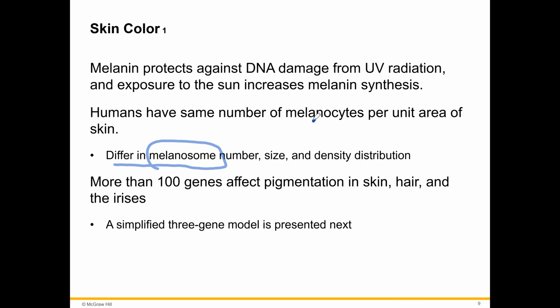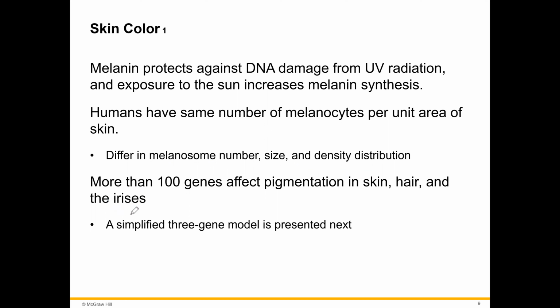numbers. So those melanocytes make melanin and they deposit it in a special vesicle called a melanosome. How many of those melanosomes they produce differs in the size and density of distribution of melanin. That's how we differ. So we have the same number of cells, but those cells produce different number, size, and density of melanin. More than 100 genes affect pigmentation in skin, hair, and the irises. And the iris is a muscle that gives you eye color.